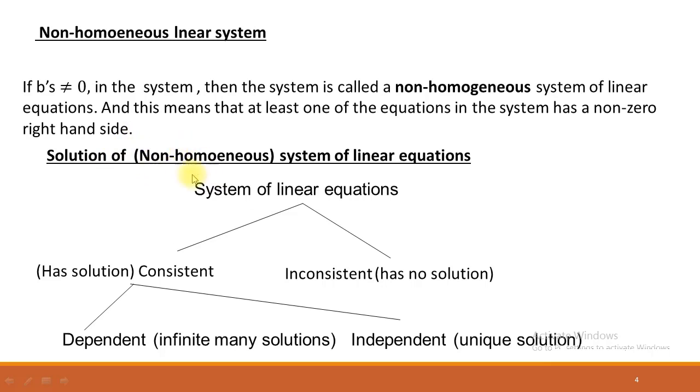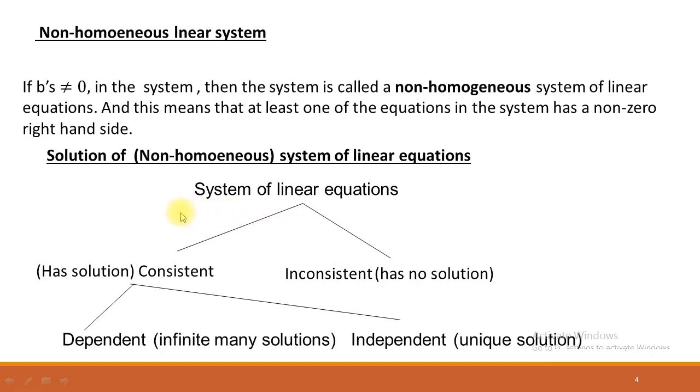Now dear students, today we are going to learn the solution of a system of non-homogeneous linear equations. When the system of linear equations is non-homogeneous, its solution has possibilities. Sometimes the system has a unique solution and sometimes infinitely many solutions. If the system has a unique solution or infinitely many solutions, then the system will be a consistent system, and if the system has no solution, then the system will be an inconsistent system.